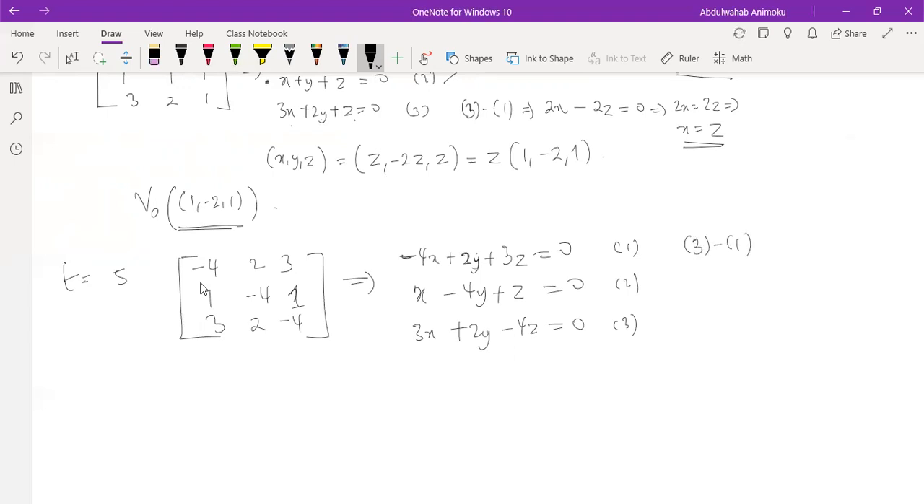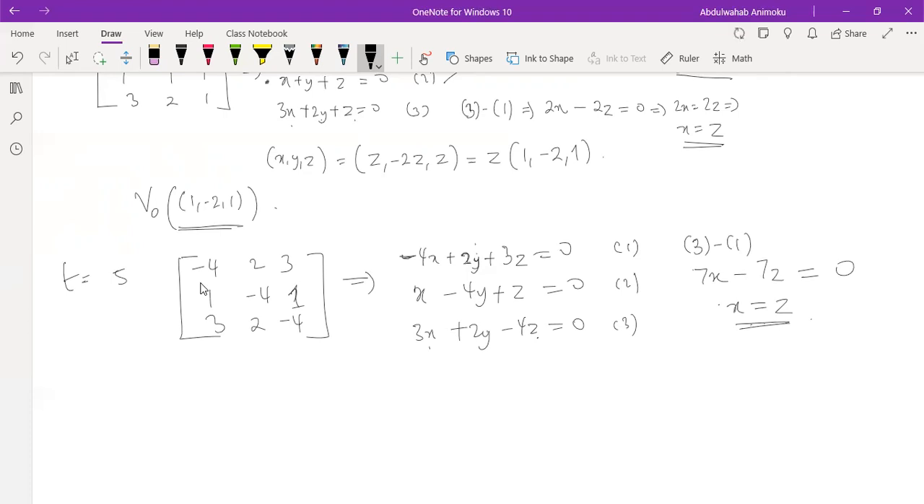Okay, now when you do that, what would we have? We have 3x minus 4x, that will be 7x. And then we have minus 2y minus 2y will be 0. Then we have minus 4z minus 3z, that will be minus 7z equal to 0. So this would give us x equal to z. Okay, so we have the first relationship.